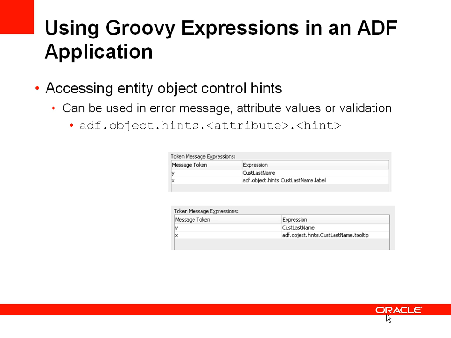The final example shows a neat feature of Groovy where you can access the control hints associated with your entity object. Now, why might you want to do this? Well, it could be that as part of your error message you might want to refer to the actual label of the field through the control hints, or maybe use the tooltip text as part of help that comes up in your validation error message. And we can do this using a helper class that has the Groovy expression adf.object.hints, and then the attribute you're referring to, and then the hint, for example, tooltip or label. And again, let's see this in an example.